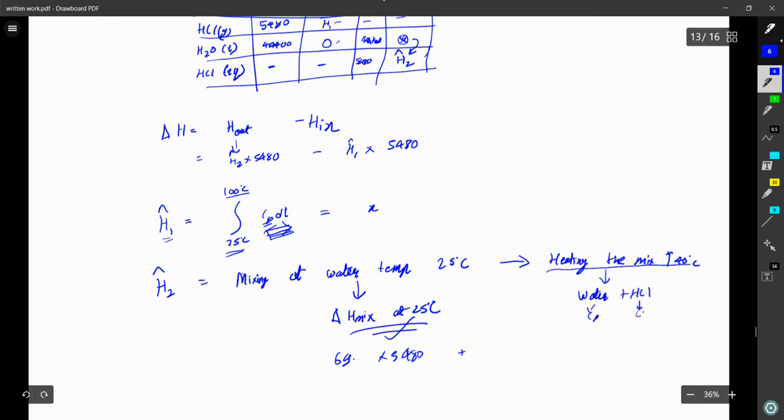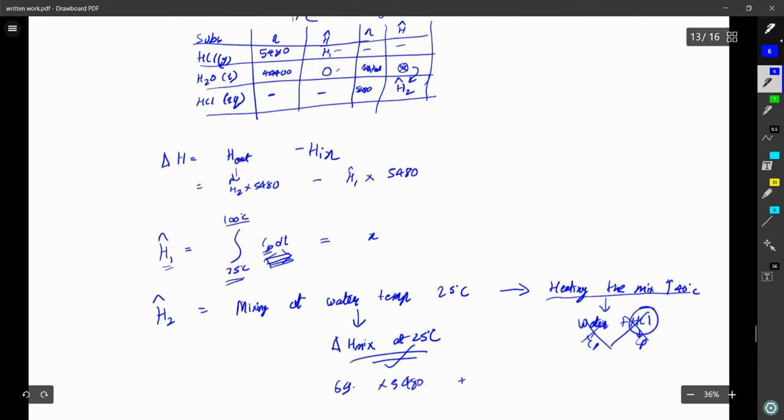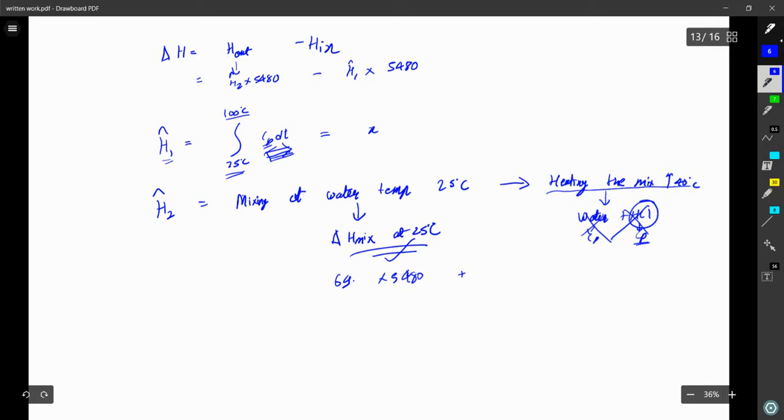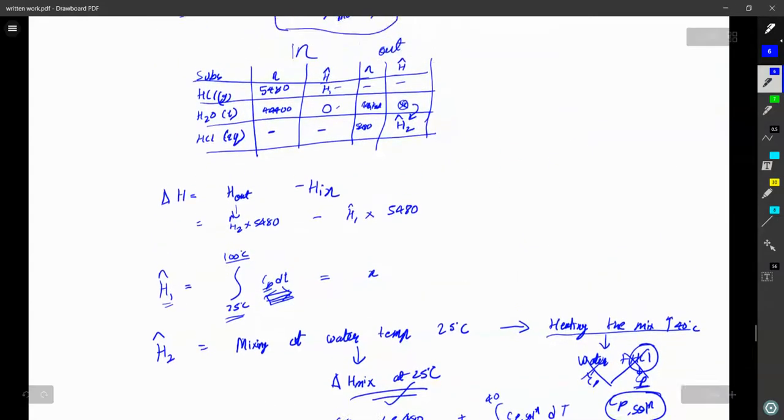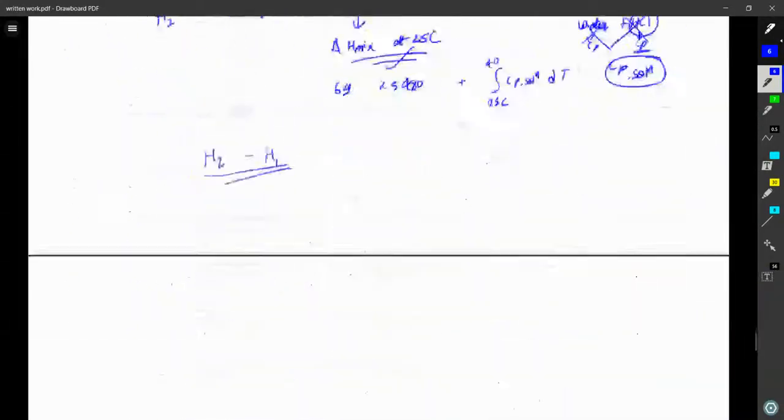Water and HCl Cp values you cannot do separately because HCl is actually a vapor at that temperature. But here we are considering it as an aqueous solution. So basically, you need to have the Cp of the solution to solve this problem. That will be given in the question. So you just integrate the Cp of the solution of the specified concentration dT, where T is temperature, and then you do H2 minus H1. As simple as that. So that's all about enthalpy of mixing.